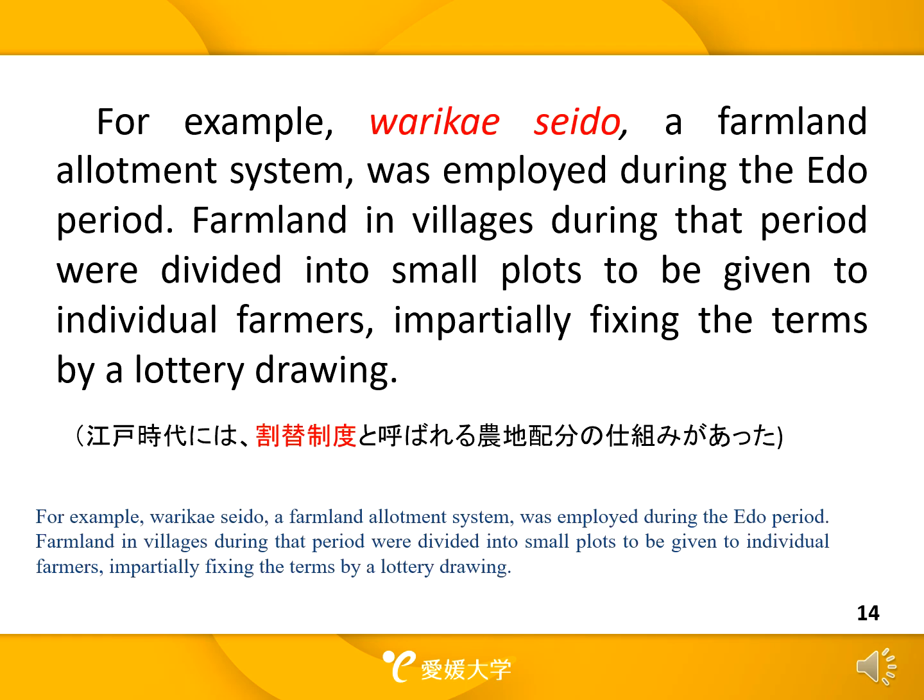For example, Wariki Saido, a farmland allotment system, was employed during the Edo period. Farmland in villages during that period were divided into small plots to be given to individual farmers, impartially fixing the terms by a lottery drawing.